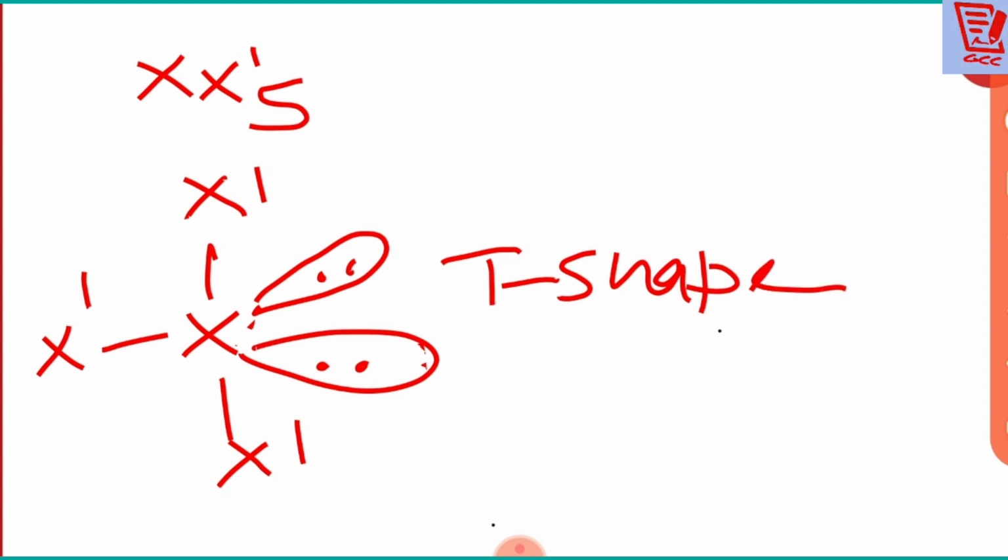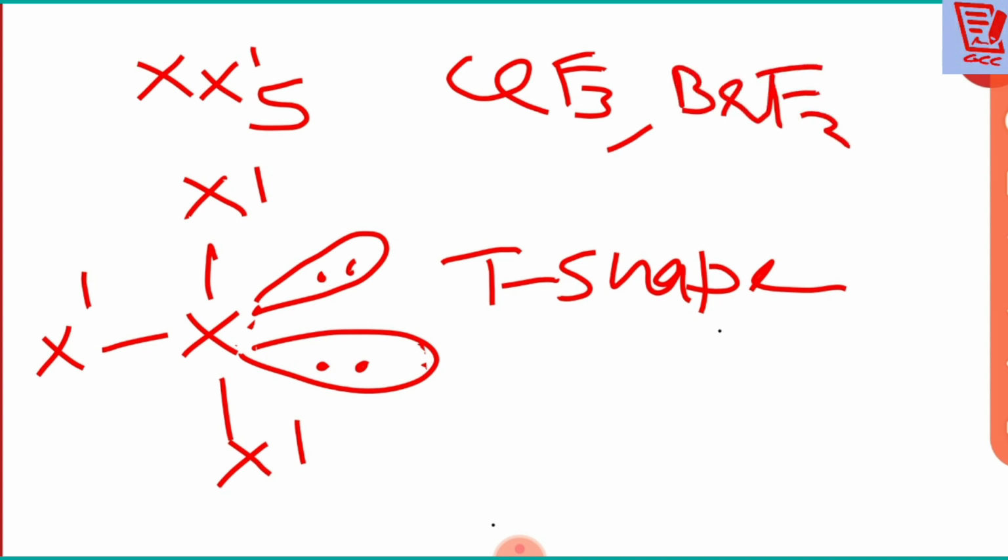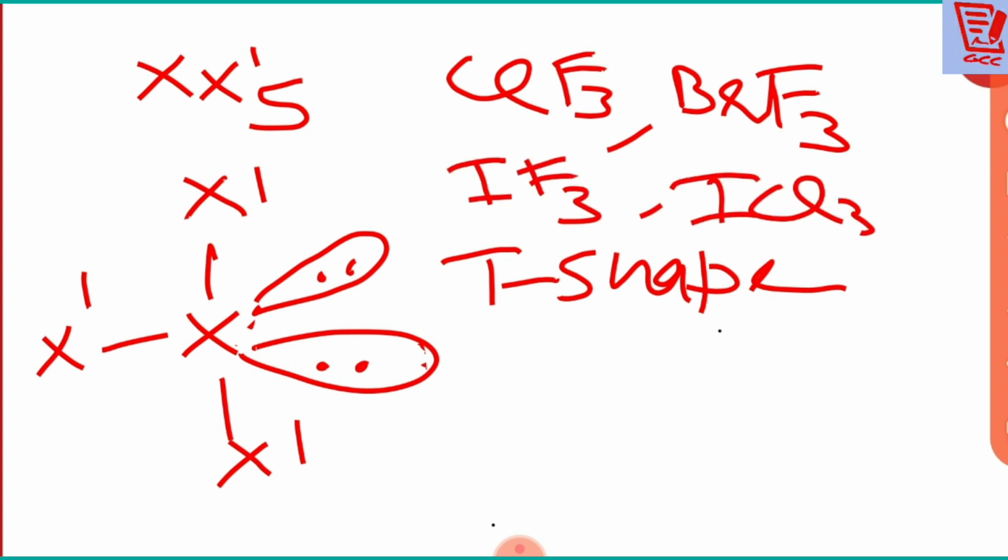What do you call it? You can call it T shape. And you can take any example into that. What have we done into that? We have done ClF3. ClF3 will be T shape. BrF3 will be T shape. And IF3 will be T shape. ICl3 will be T shape. Is that clear? And their hybridization will be sp3d.